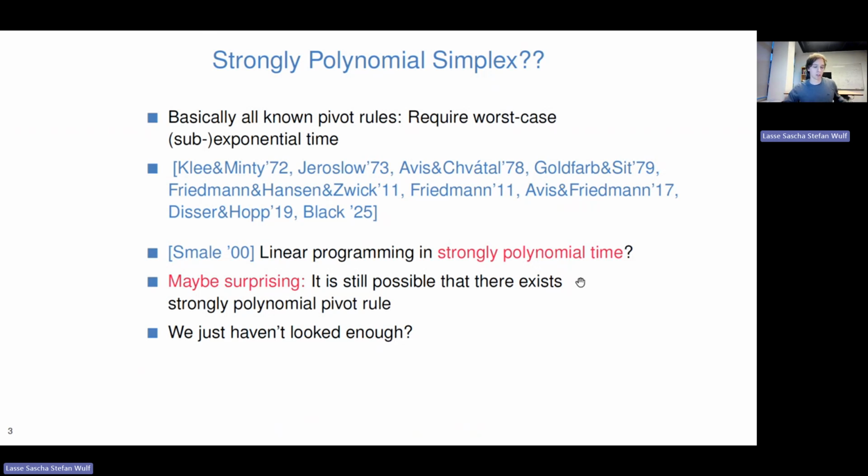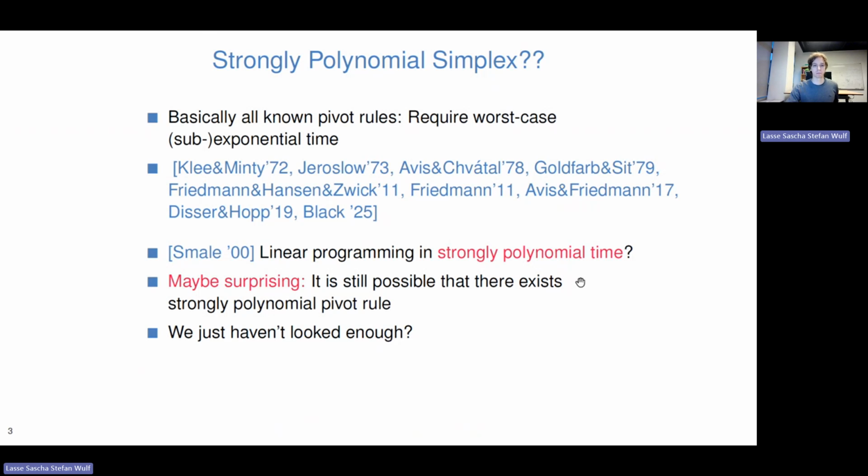We just haven't looked into it. We're not smart enough to find the pivot rule. Nobody has ruled out this possibility yet. So it could actually be that the simplex algorithm could resolve Smale's conjecture. You could ask your colleague if they think that is likely or not, but to the current state of knowledge, that is a possibility.